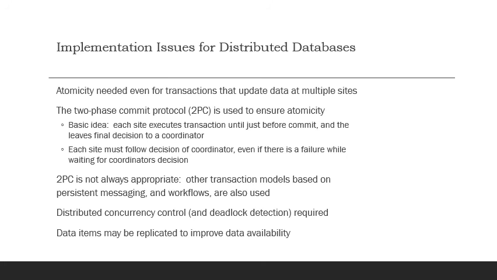Distributed concurrency control and deadlock detection are also required in this architecture. Data items may be replicated to improve data availability. So we will replicate it a lot to make sure that it is available. The more replicas are available, the more users can access it simultaneously.